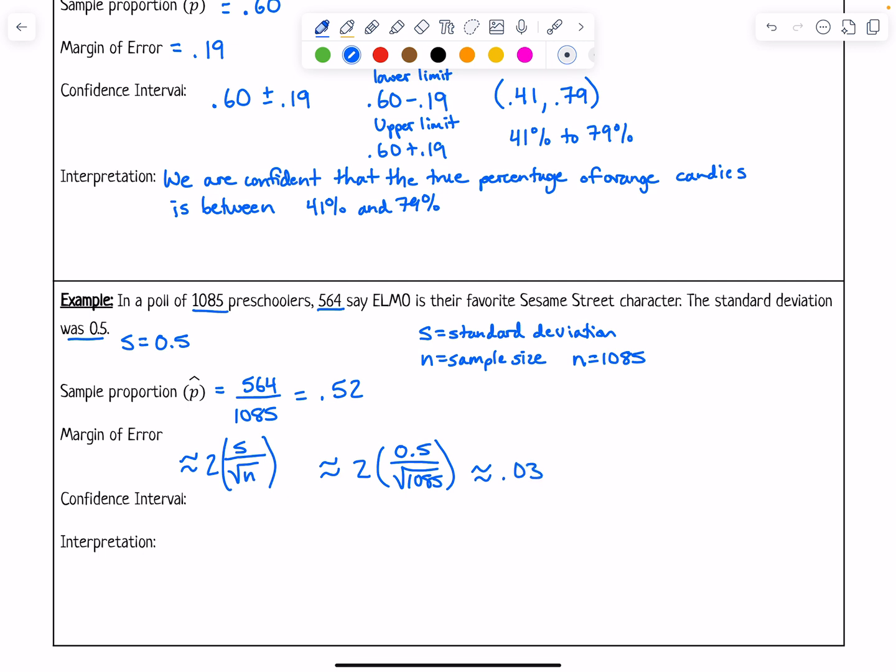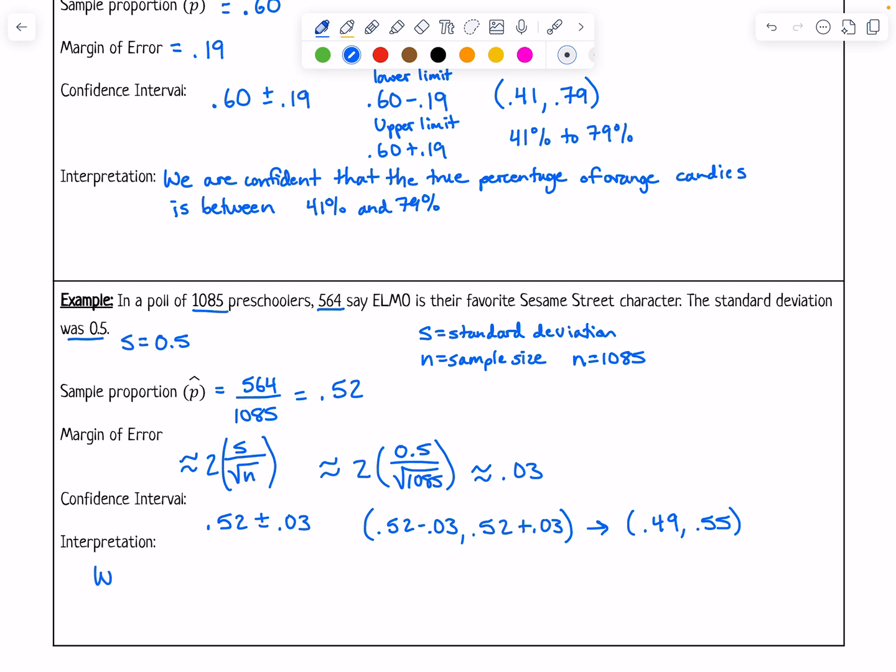Our confidence interval is always to take the proportion or the mean and add or subtract our margin of error. So let's take 0.52 plus or minus the margin of error, which is 0.03. Our lower limit is 0.52 minus 0.03, and our upper limit is 0.52 plus 0.03. You have to subtract and add the margin of error to get your confidence interval. That will give us a final answer of 0.49 to 0.55 for our confidence interval.